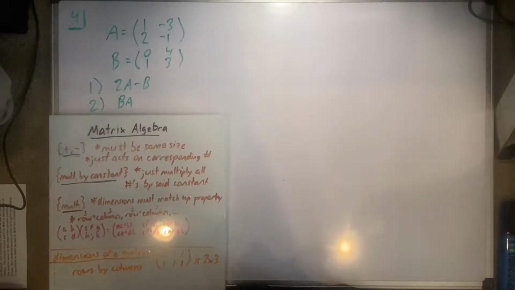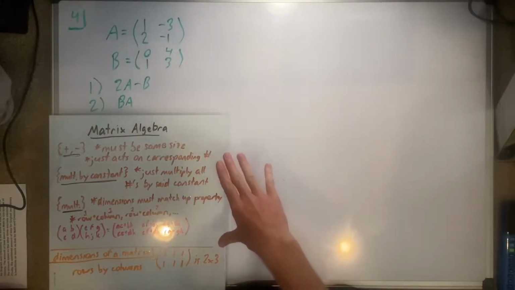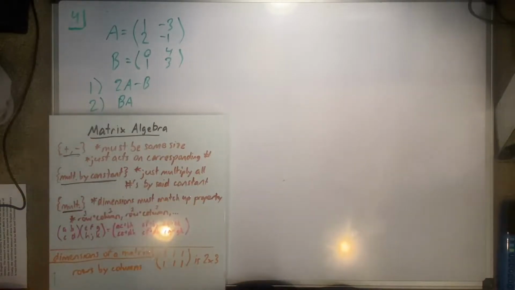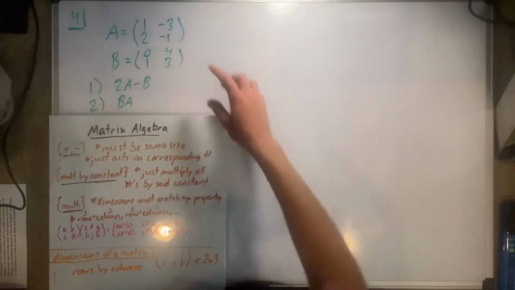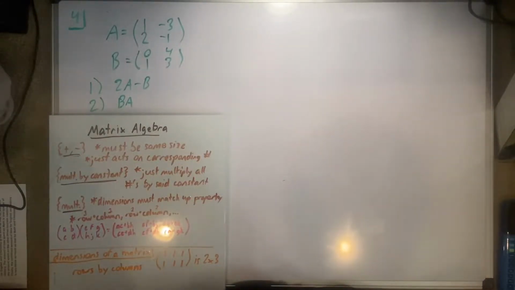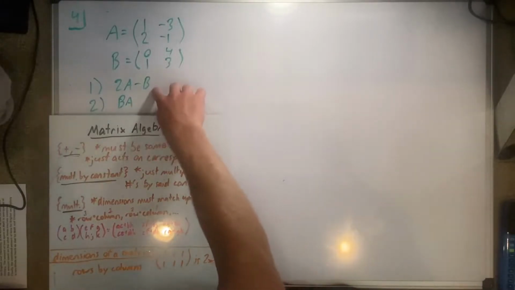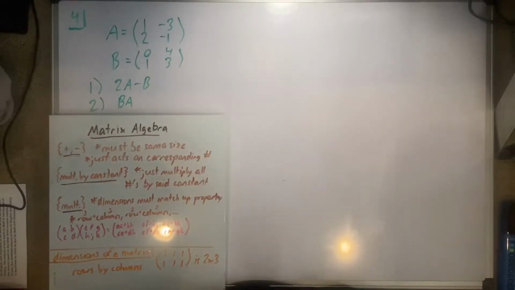All right, now we get to the complicated, convoluted stuff that is matrix addition, subtraction, and worst of all, multiplication. So for now, we're just going to ignore this board here because it's way easier to explain this stuff as we go through it. So we have these two matrices here, A and B, and then it asks us for, first, number one, to do 2A minus B.